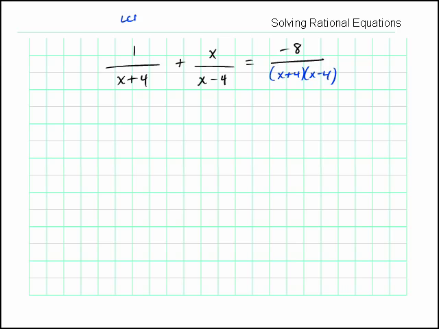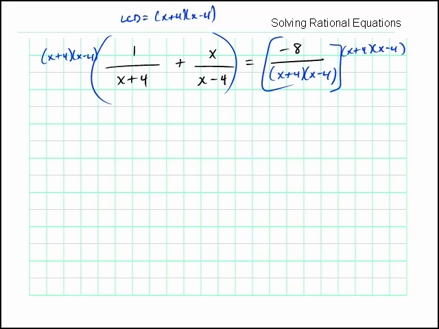So I'll write that up here. The LCD is x plus 4, x minus 4. So I'm going to multiply this entire side by that. And I'm going to multiply this side by x plus 4, x minus 4. Distributing now. This times this. The x plus 4s are gone, and that leaves you with just x minus 4. My LCD times this fraction here, the x minus 4s are gone, and that just leaves me with an x and an x plus 4 multiplied together. On this side, everything's gone except the negative 8.